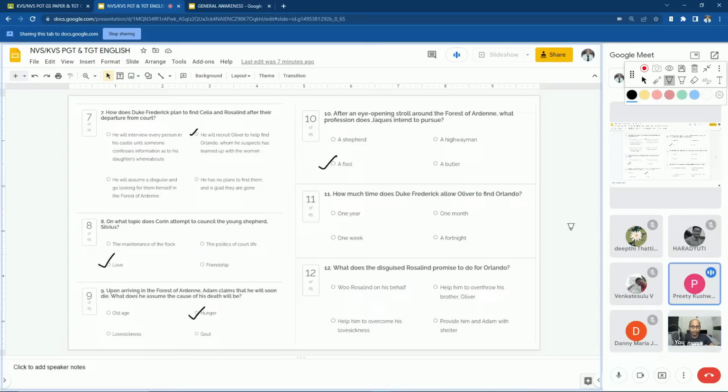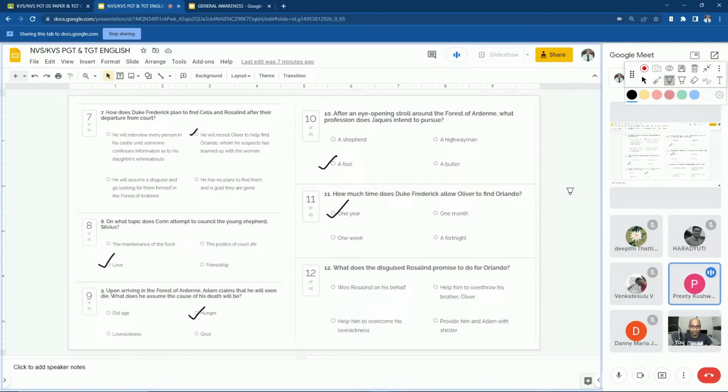Next question. How much time does Duke Frederick allow Oliver to find Orlando? One year, one month, one week, a fortnight? One year. If you practice these kinds of answers, it will be helpful from the examination point of view, because the story summary may be important, but technical questions are important. I read the novel six months ago, and everything has washed away from my brain. I have to revise it.